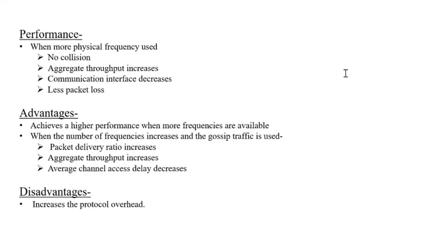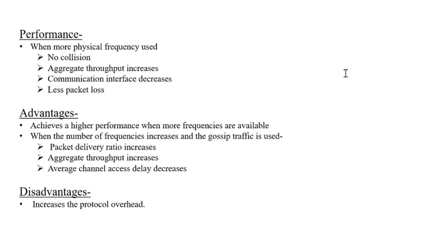If we are talking about its performance, then in MMSN, when more physical frequencies are used, more nodes are able to conduct simultaneous transmission without any collision. So the aggregate MAC throughput increases, and fewer nodes are assigned to use the same frequency within two hops. So interference decreases, which leads to less backoff and decreased channel access delay. It also leads to less packet loss, and more useful data packets are successfully delivered with the same amount of energy.